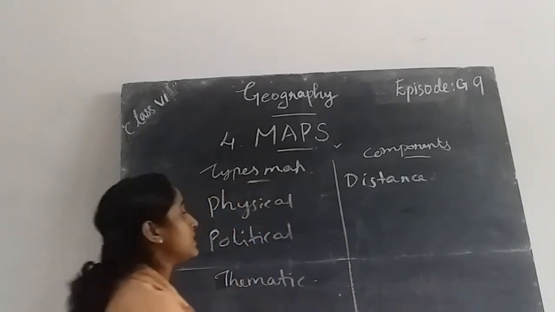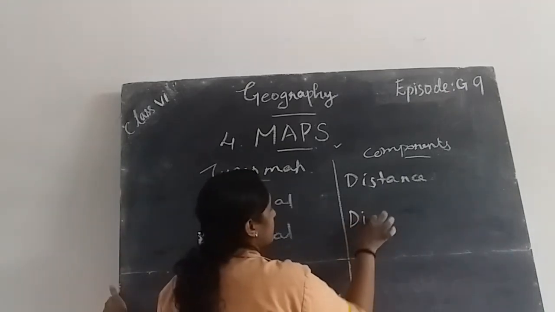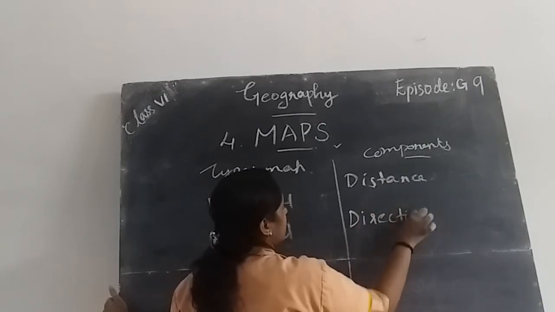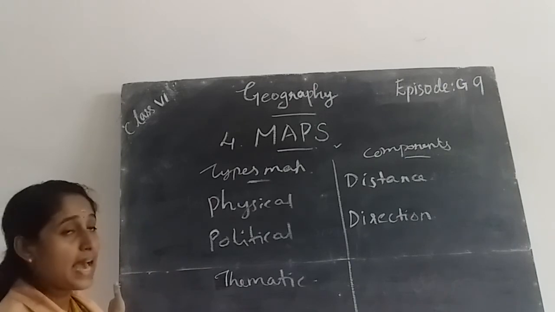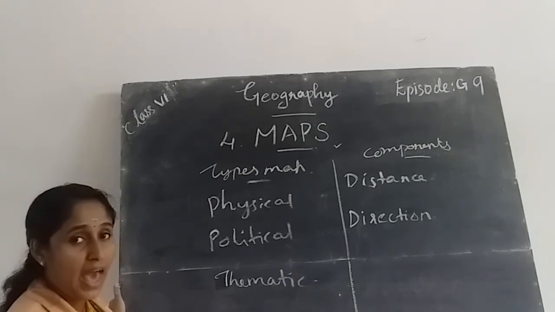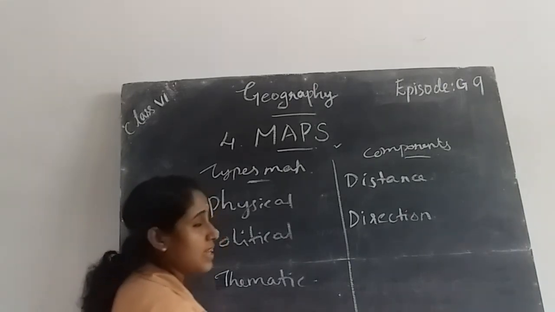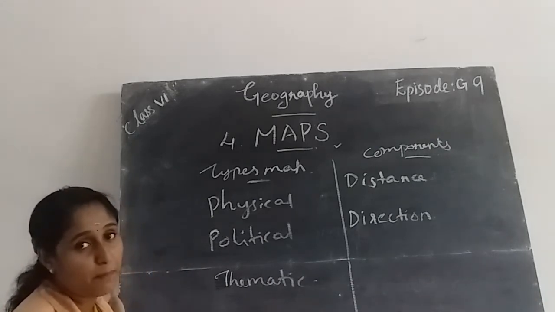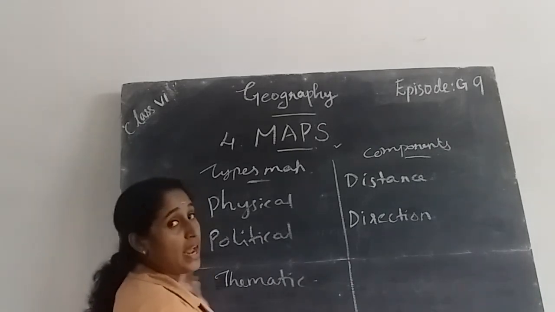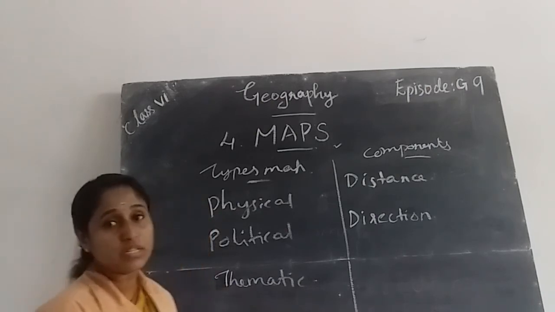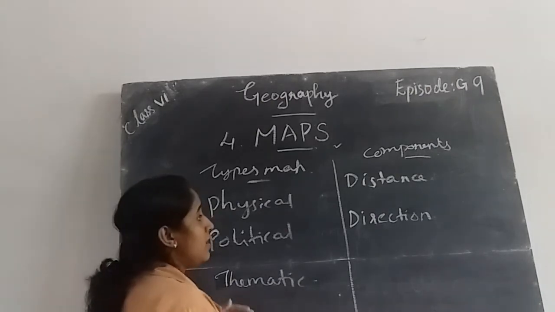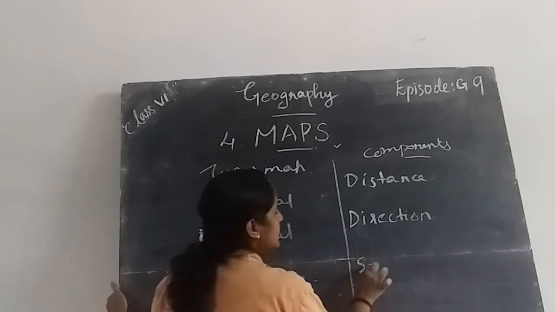The next component is direction. What do you mean by direction? We have four main directions: north, south, east, west. That is called cardinal points. And we have four intermediate directions: northeast, northwest, southeast, southwest. Okay. So the next one is symbols.